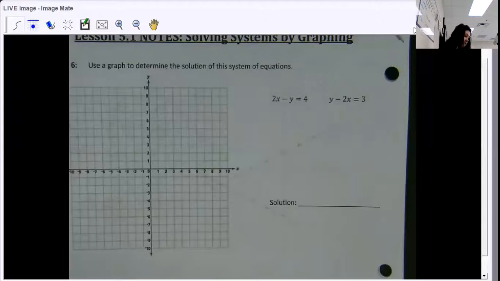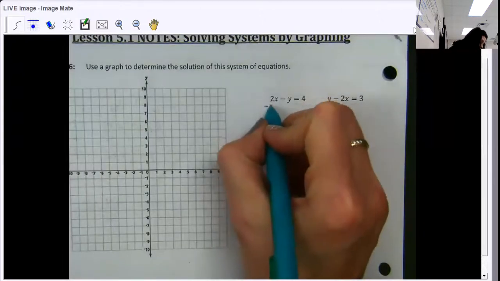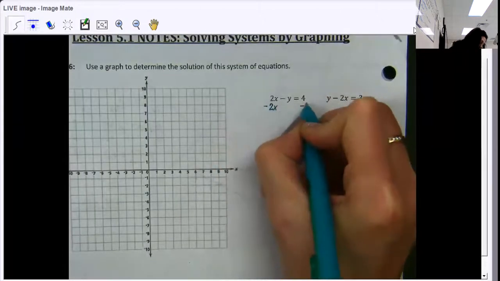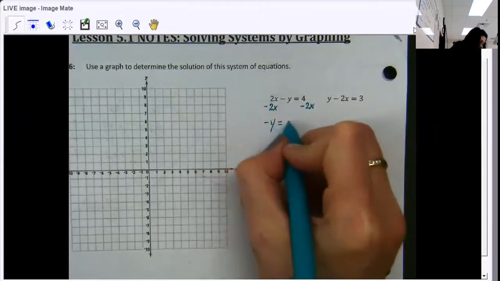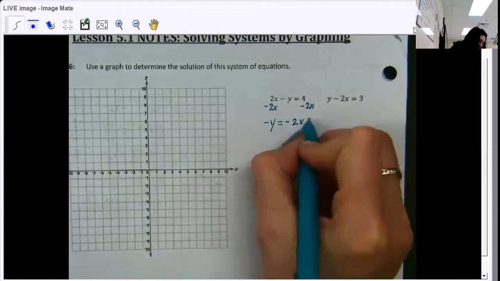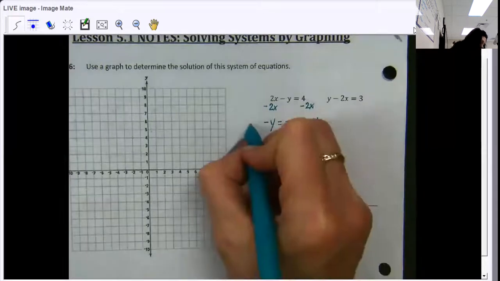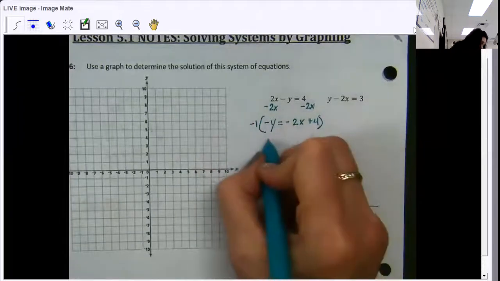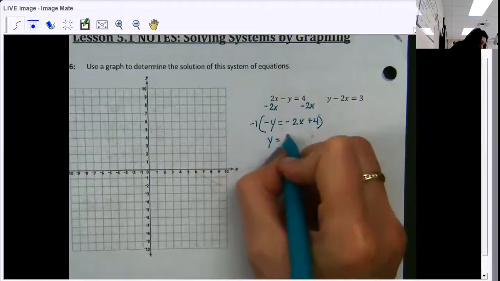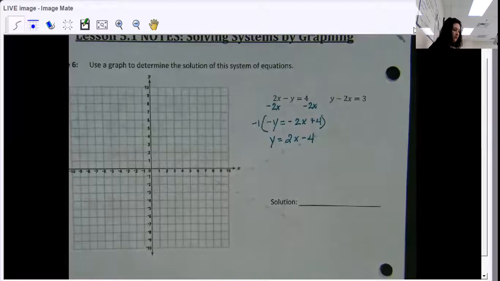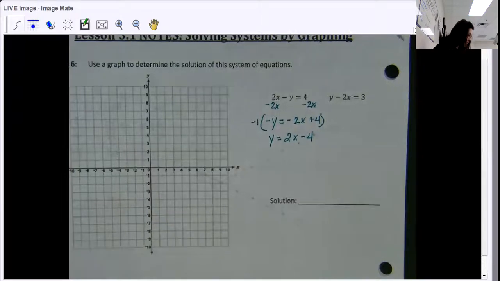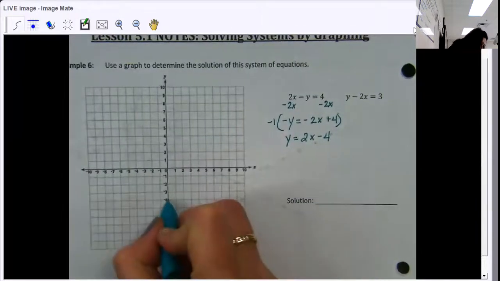Again, putting these into slope-intercept form. And we're left with a -y, and that equals -2x + 4. And we're going to multiply everything by -1 to get rid of that -1y. Every time I hear someone say, oh, we're just switching all the signs by multiplying or dividing by -1, that is true. Okay, so let's graph this one.